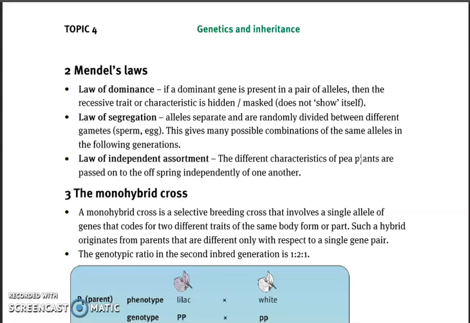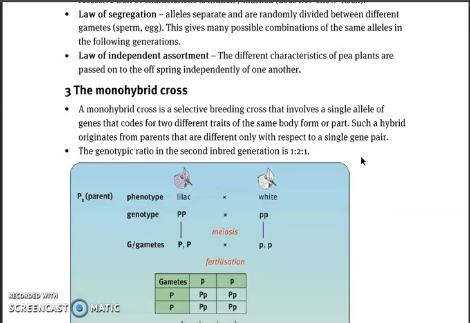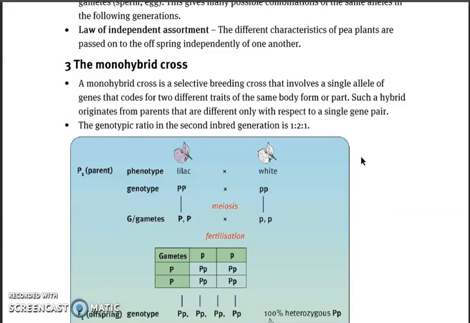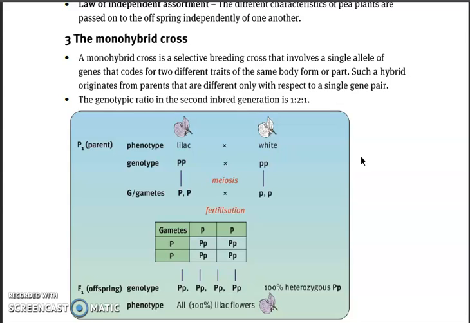Okay, these are important things that we need to remember when looking at the monohybrid cross. The monohybrid cross is very important. It forms a large part of our exam. So let's look at it. A monohybrid cross is a selective breeding cross that involves a single allele of genes that codes for 2 different alleles of the same body form or part.